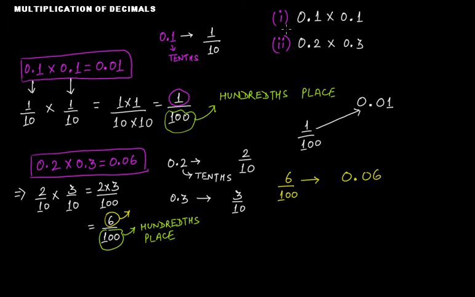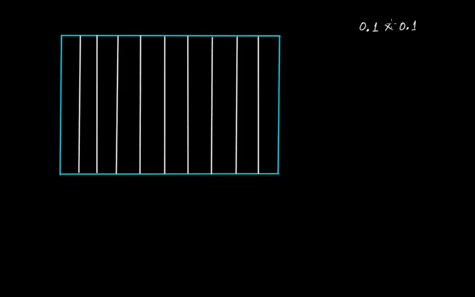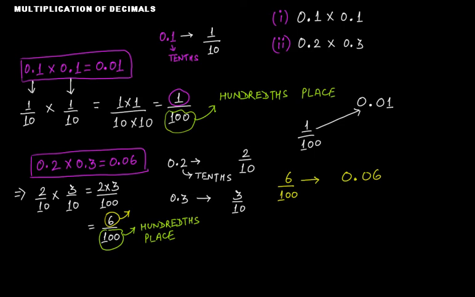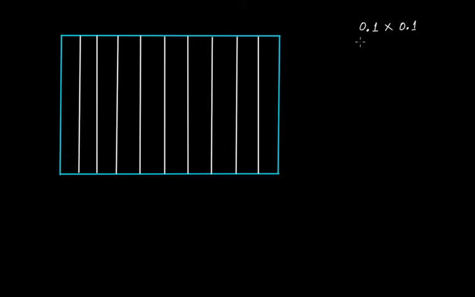First take this one, 0.1 times 0.1. As I told you, this 0.1 can be written as 1 over 10. So if I write it as 1 over 10 times 1 over 10, you can see that now we are dealing with a fraction of a fraction. Remember, we learned all this when we were learning about fractions. This is telling you 1/10 of 1/10, right?